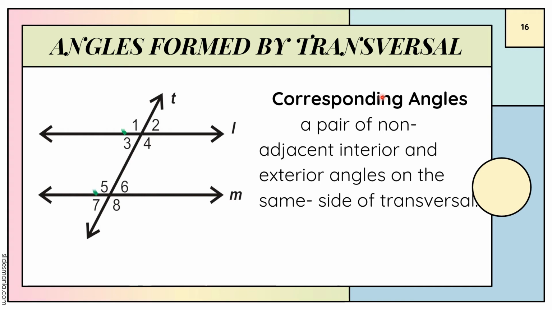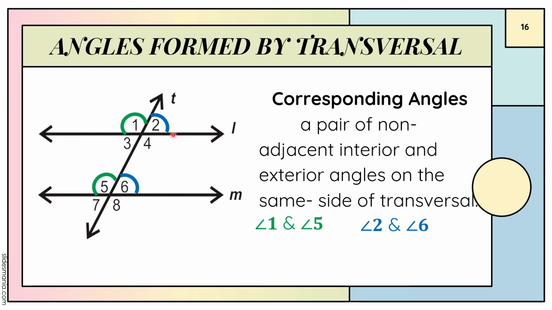So let us have the first pair. Angle 1 and angle 5. Angle 1 is located at the exterior and angle 5 is located in the interior. And they are on the same side of our transversal line.